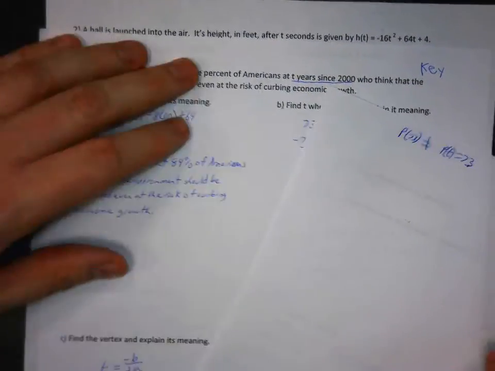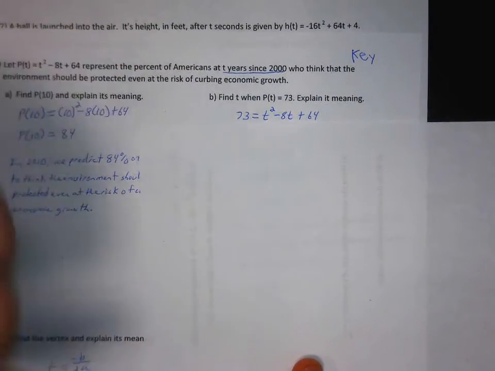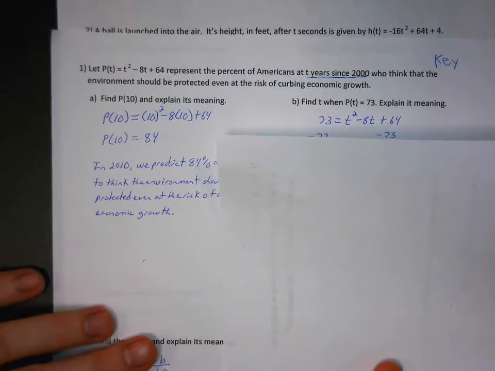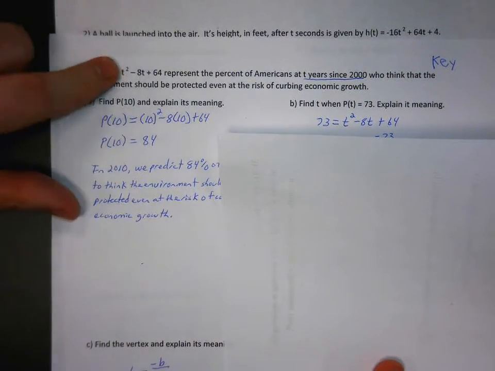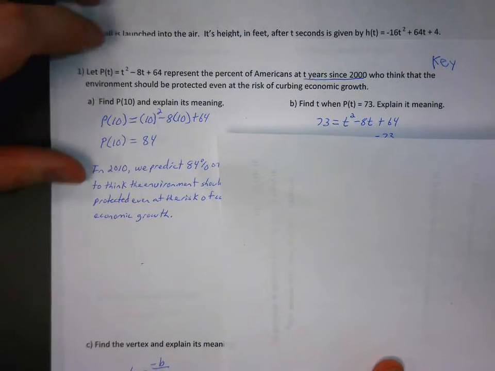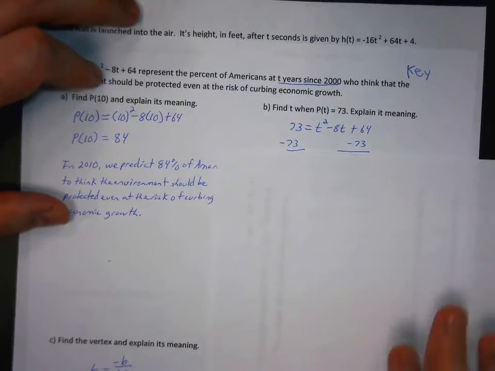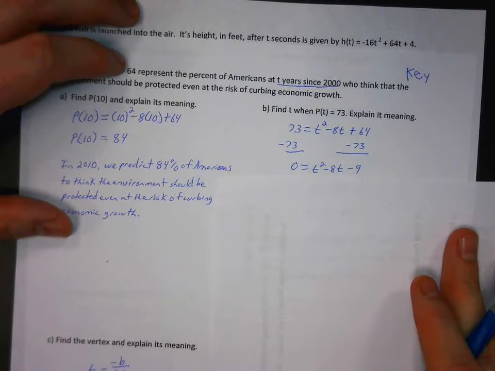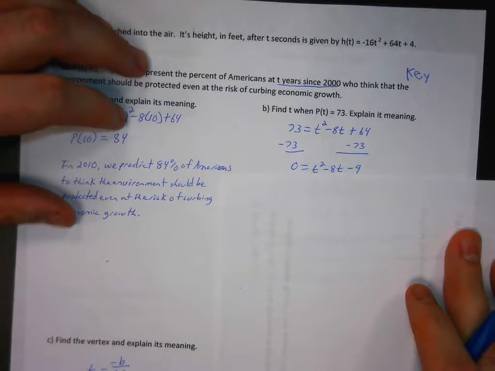So our equation will be a quadratic equation. You set your function, t squared minus 8t plus 64, the one they gave you, equal to 73. Now that's something that we should all be able to solve at this point by getting it equal to 0 and then factoring or using the quadratic formula. Okay, so again, if you want to pause the video and solve that, go ahead. But for the sake of time, I'm going to show you the answers.